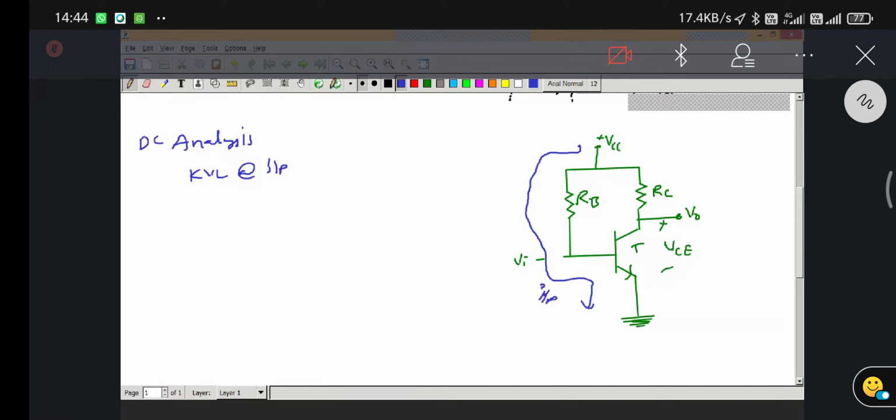Now, if you write the KVL expression for the input, which voltages are we having? We are having the VCC voltage, as well as the drop across this RB resistor, as well as this cut-in voltage, VBE. While the current is flowing in this direction, the top of the RB is going to be positive and the bottom of the RB is going to be negative.